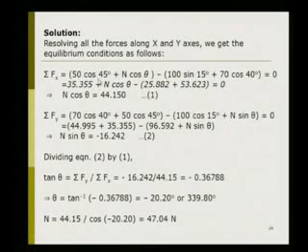So 50 cos 45 plus n cos theta is on the right hand side, so it is positive, and the two forces are negative because they are acting in the left hand side direction, equal to 0. So we get the first equation: 35.355 plus n cos theta minus this value is equal to 0. So n cos theta is equal to 44.15, equation number 1.